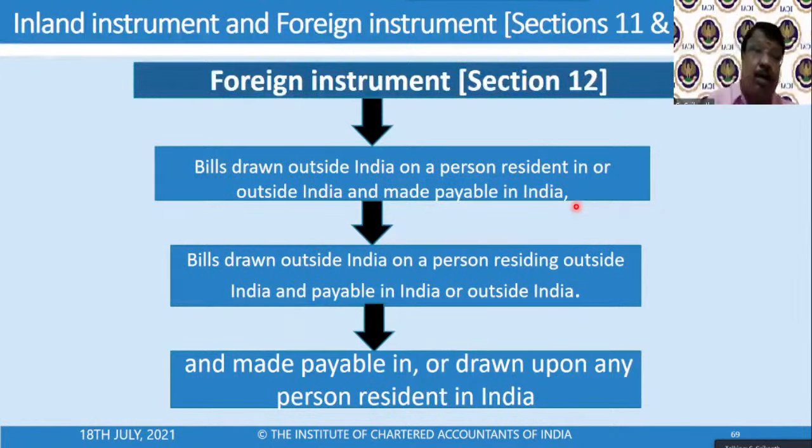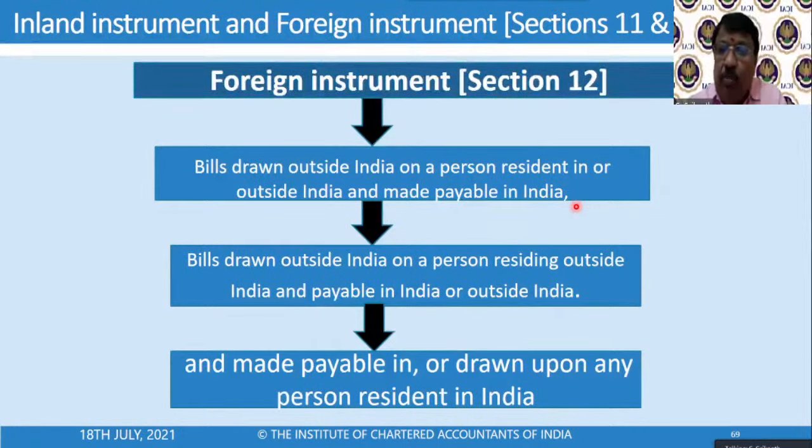Okay, a bill drawn outside India on a person residing outside India and payable in India. Think about it. The bill is drawn outside India, on a person residing outside India, and it's payable abroad. What right have I got in this? The Indian government has nothing to do with this, right? But suppose the bill is drawn outside India on a person residing outside India, but it's payable in India, then it becomes payable.